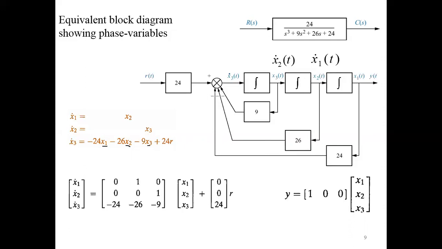So this is the procedure to convert this state space representation to the block diagram showing the phase variables.